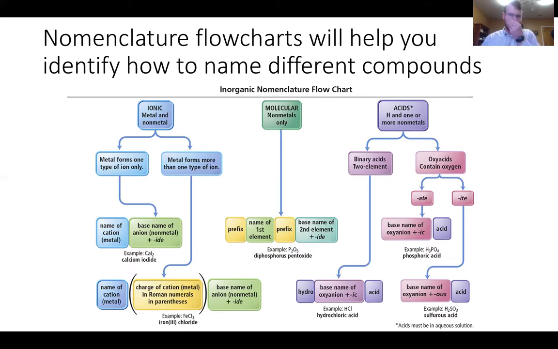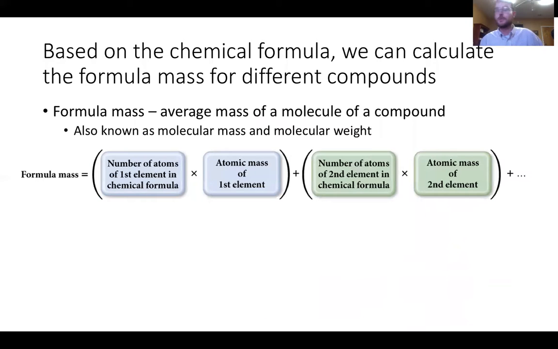So nomenclature. Well, what can we do with formulas, right? Because we're talking about formulas. Why do we care about formulas? Well, one of the things that we need to do, because we talked about moles at the end of chapter 2, is know the mass of a compound, of a molecule. Because if let's say you have 2 grams of water, how many moles of water, H2O, do you have? We need to know the mass of water.